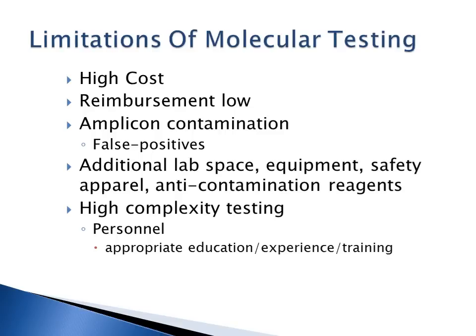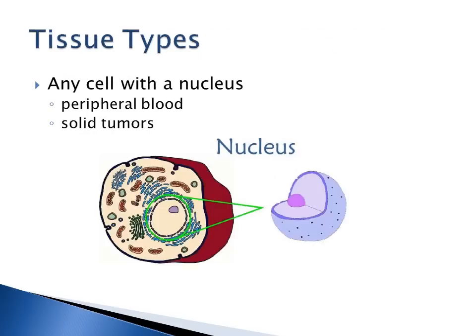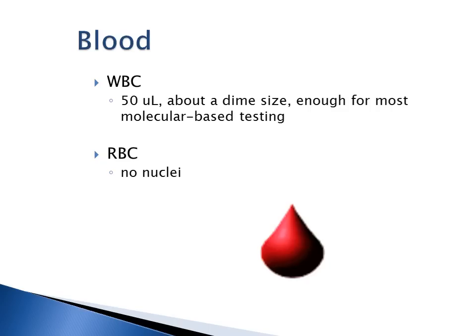And also, the testing is a little bit more complex. So you have to have appropriately trained personnel to perform the molecular-based tests. So our nucleic acid-based tests, any cell with a nucleus can be used to do molecular diagnostics on. So you can use peripheral blood with your white blood cells, you can use solid tumors. Any cell with a nucleus is going to allow you to obtain DNA and perform a molecular-based test.